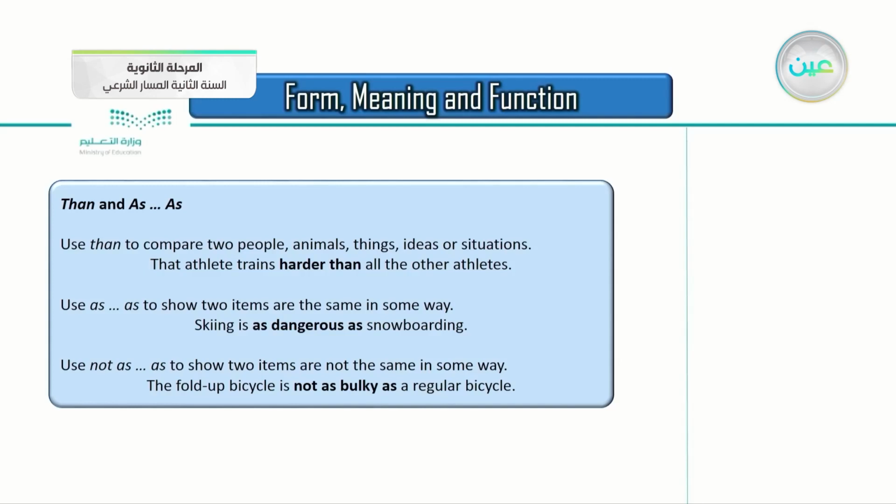We use not as to show the two items are not the same in some way. For example, the fold-up bicycle is not as bulky as the regular bicycle. So here we are denying the comparison. Again, we use not as to show that the two items are not the same. So we are denying the similarity here.